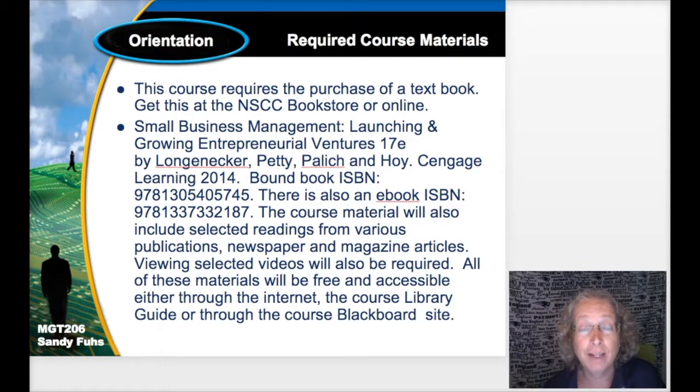This course requires a textbook. The textbook that we've selected is Small Business Management, Launching and Growing Entrepreneurial Ventures by Longnecker. In its hard copy form it is an expensive book, over $300. We also have an ebook, which is kind of like renting a book, available on the ISBN that I noted there. There will also be other reading materials and things that you'll have to do during the course, including publications, online videos, discussion boards, and library content. You'll check and see inside Blackboard how that's all set up.